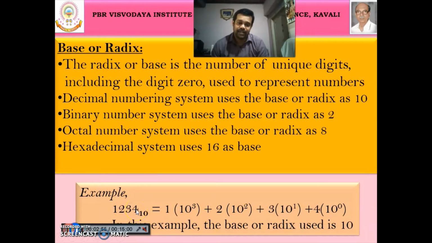This first position has a weight of 10 to the power 0, the second position has a weight of 10 to the power 1, the third position has a weight of 10 to the power 2, and the fourth position has a weight of 10 to the power 3. So multiplying these numbers with their positional weights and adding them, we get the total value.